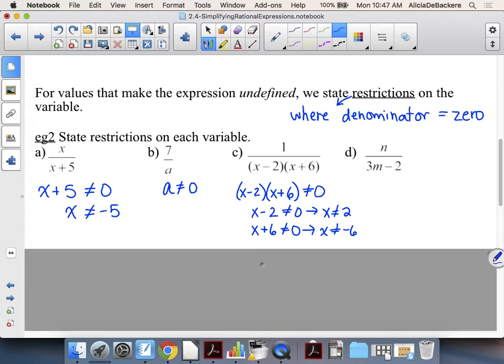Taking a look at part D, there's 2 variables in this question, but I don't really care about the n variable when I'm thinking about restrictions. When I think about restrictions, I'm only looking at the denominator, so I know that the denominator 3m minus 2 cannot equal 0. And then I just solve this so it looks like m equals a number, or m does not equal a number. I get to follow the same rules as I would if it was an equal sign. So I'm going to add the 2 to the other side, and then I'm going to divide both sides by 3. So here, if I subbed in m equals 2/3, I would get 0 in the denominator, and this would be undefined.